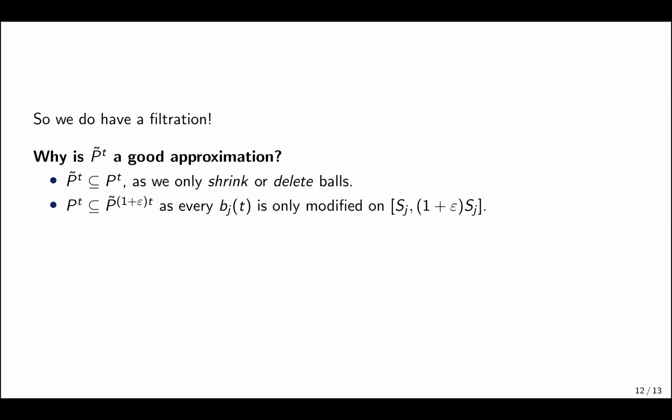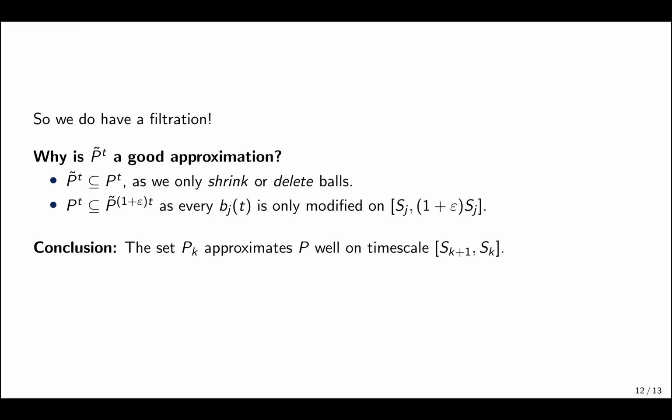And the other inclusion, formally you would show it with another triangle inequality argument, but we can see it a bit more informally by noting that our construction of the modified balls b_j of t only modifies the balls in a time scale of s_j to (1 plus epsilon) times s_j. So essentially, if we give the approximation filtration a head start of 1 plus epsilon, the usual Čech filtration should always keep up.